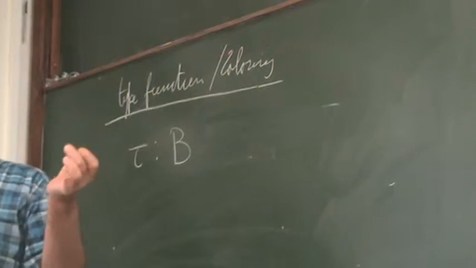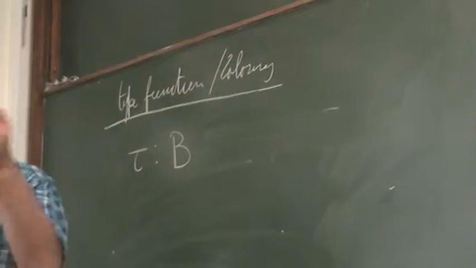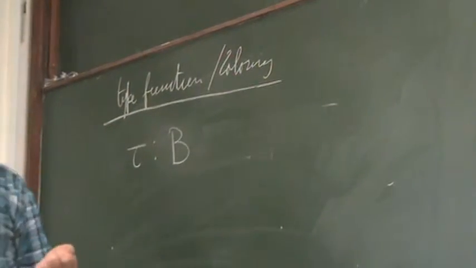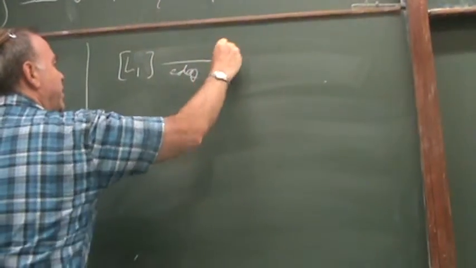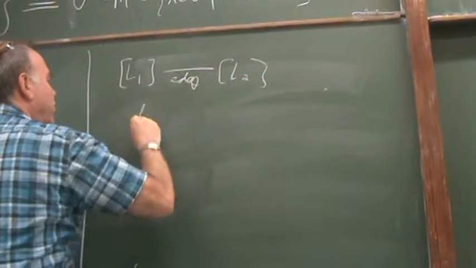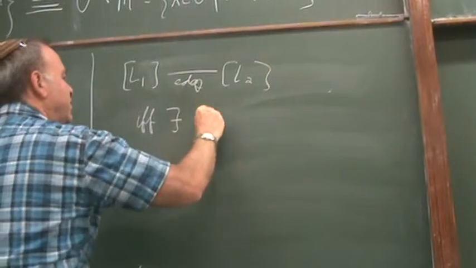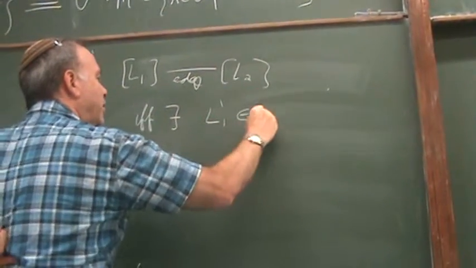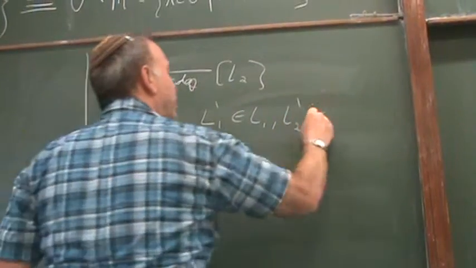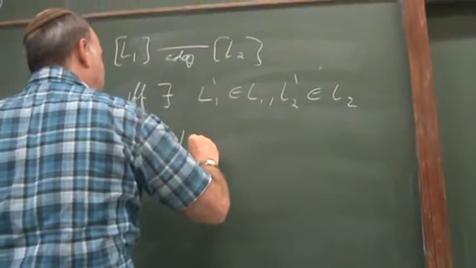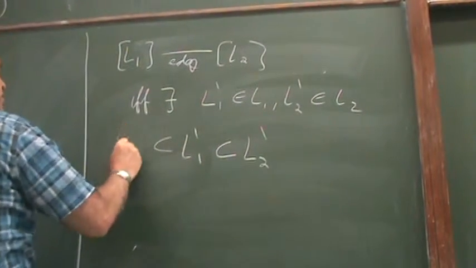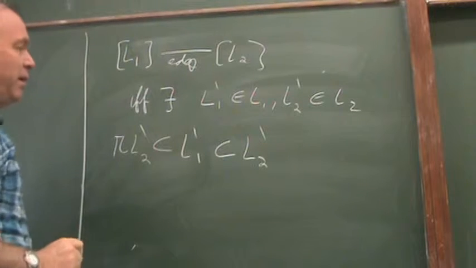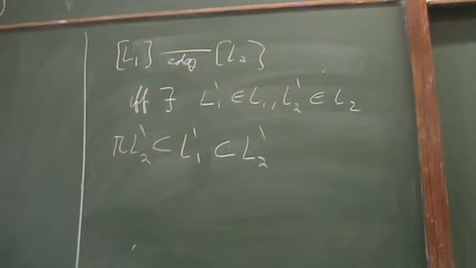We know what are the vertices, all these equivalence classes, and the question is, when we have an edge, when are they neighbors. So according to my definition, L1 is a neighbor of L2, there is an edge between L1 and L2, if and only if there exist L1 prime in L1, L2 prime in L2, such that L1 prime is inside L2 prime, and this one is inside pi L2 prime.